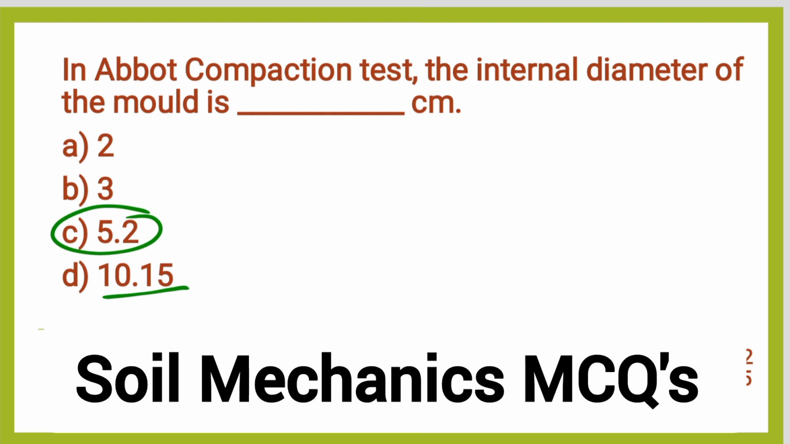So the standard Proctor compaction test is a widely used test to determine the compaction of soil. The Abbot compaction test and dry density test are not used widely. Okay. But in the Abbot compaction test, the internal diameter of the mold is 5.2 cm.